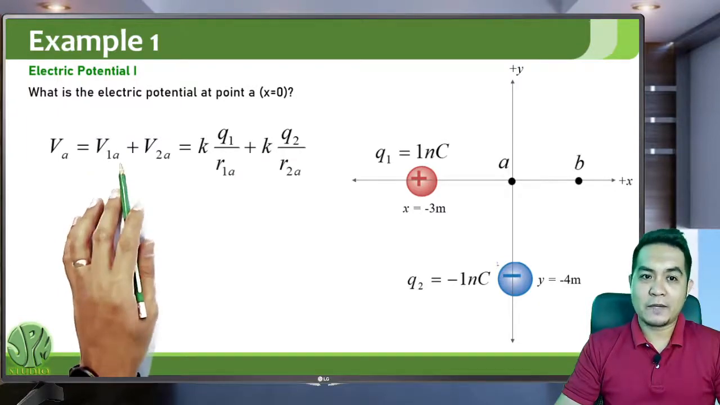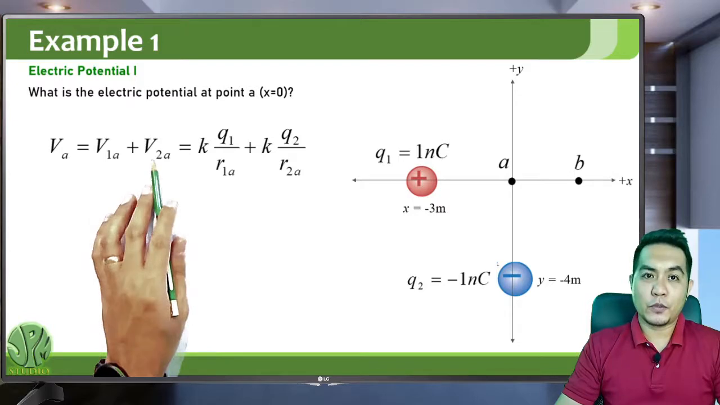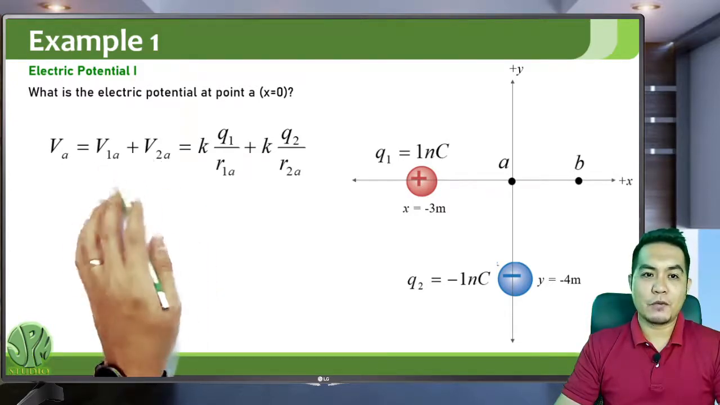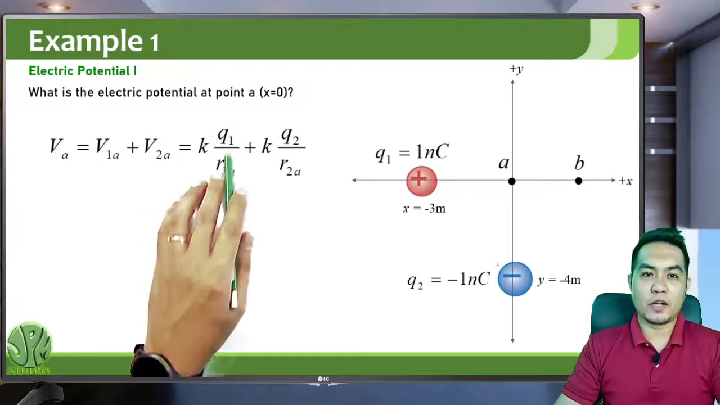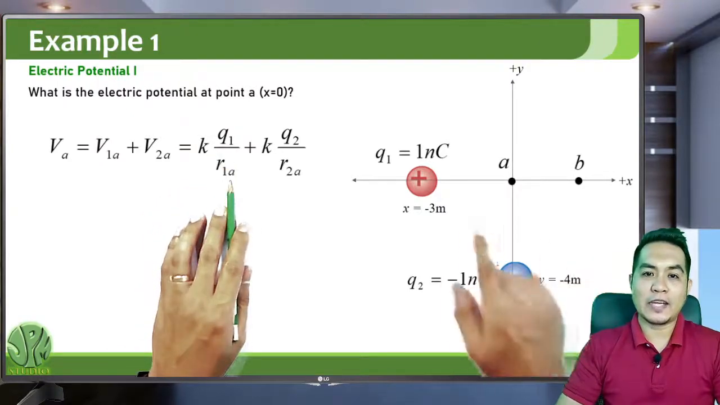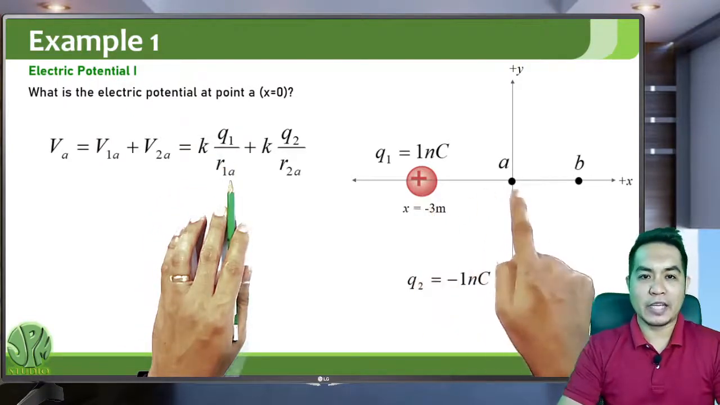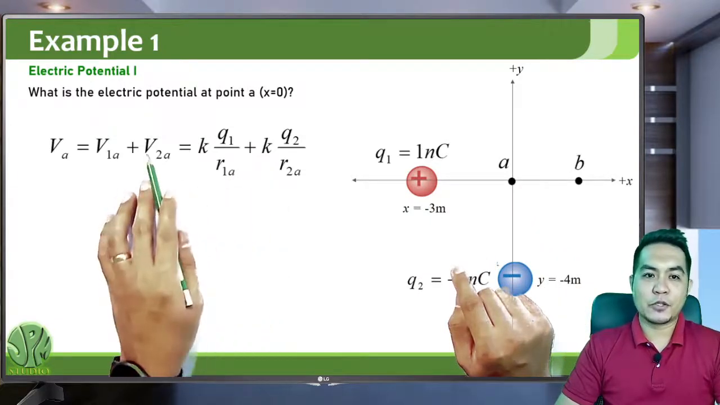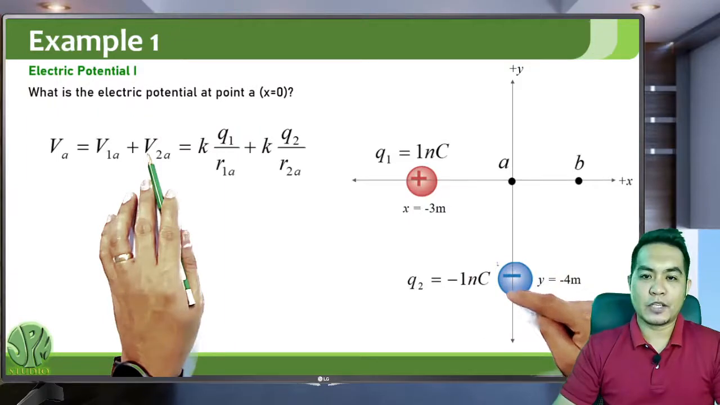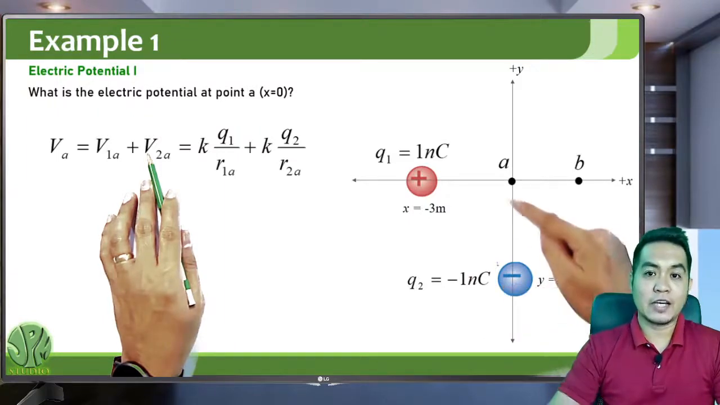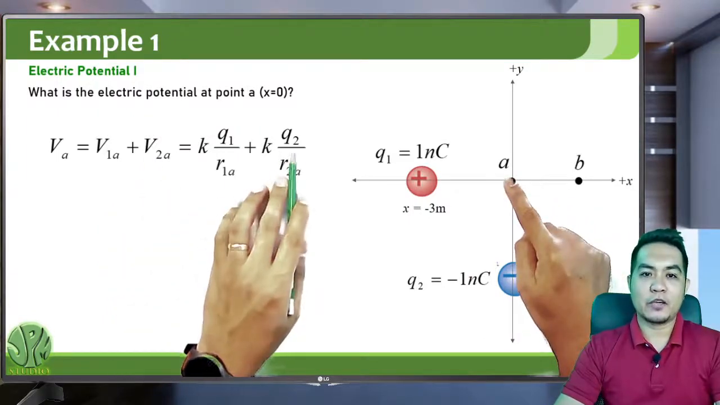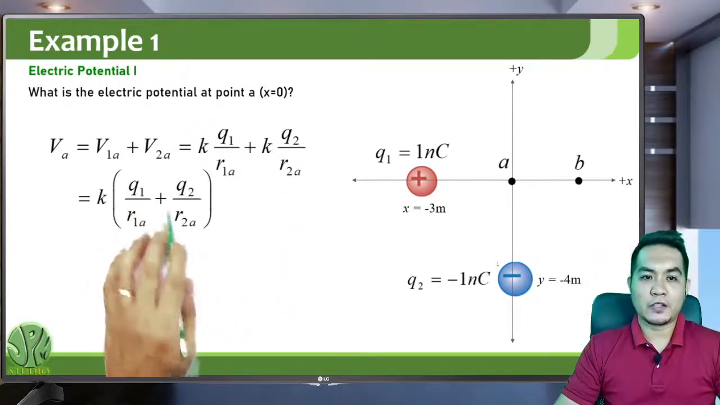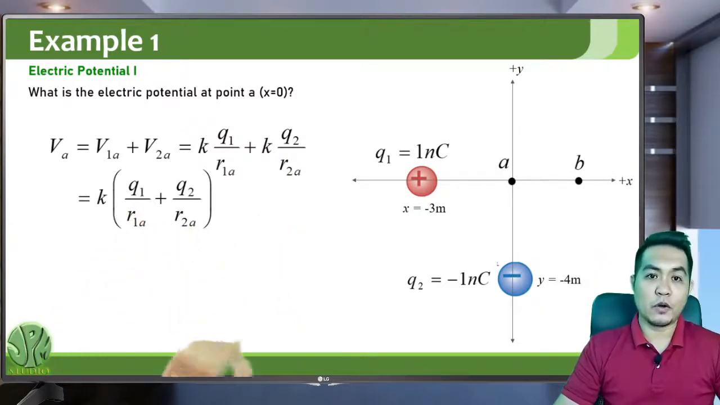To find the potential at point A, we need the potential at point A due to Q1, V1A, and the potential at point A due to Q2, V2A. Using Coulomb's law, V1A is just K Q1 over R1A, where R1A is the distance from Q1 to point A. And the potential due to Q2 at point A is just K Q2 over R2A. So you factor out K and you have that expression.